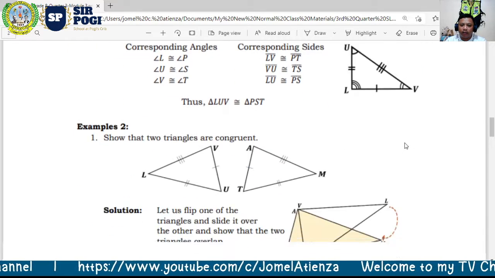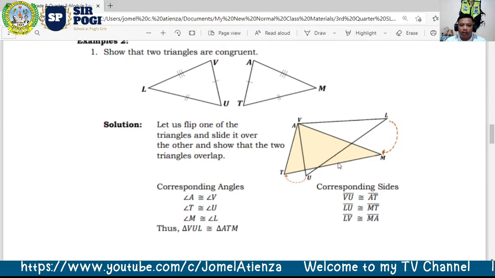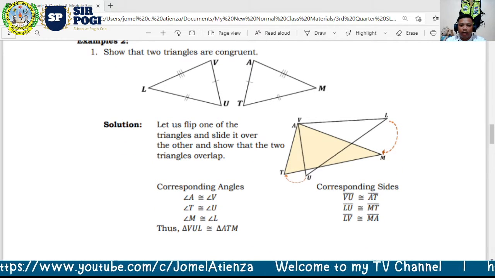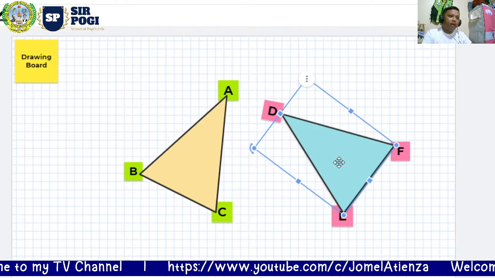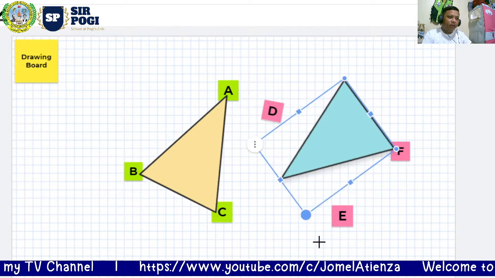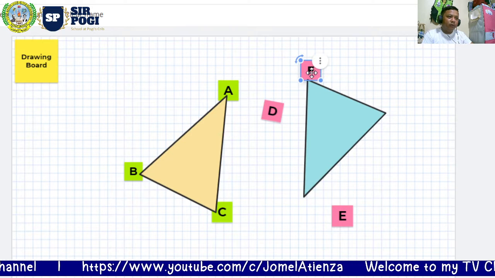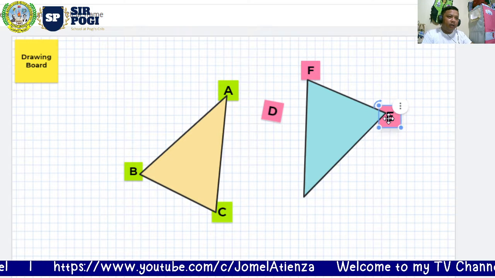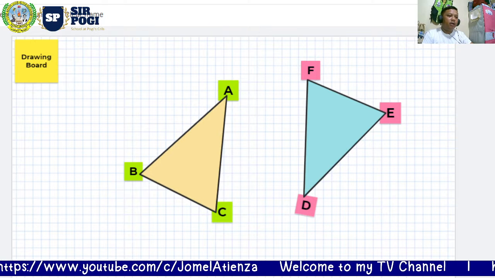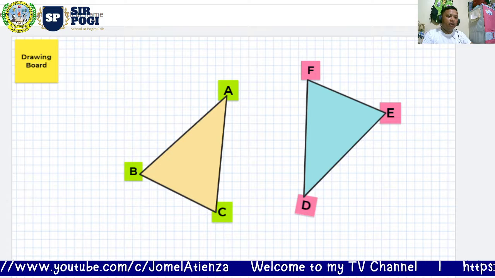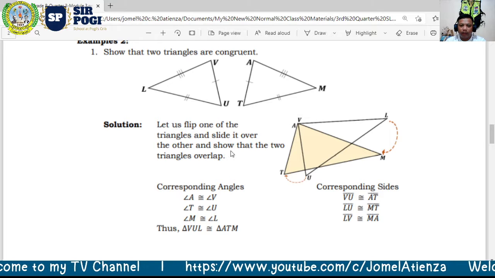The corresponding angles should have the same markings, which indicate the congruent parts. Another example: show that the two triangles are congruent. Like what we did earlier, even if we flip it, even if it becomes an inverted triangle, this is still angle F, angle E, then angle D. Even if the position is like that, they are congruent triangles. So let us go back to our examples.